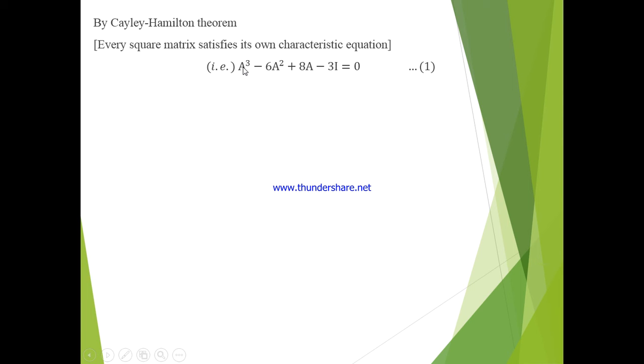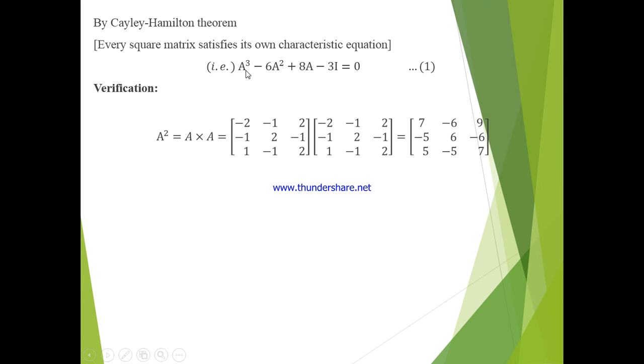So the equation is A cube minus 6A square plus 8A minus 3I equals 0. In place of lambda we substitute A. So the given matrix should satisfy this equation. We have to verify this. We have to find the LHS value and get 0, which means the 3 by 3 zero matrix.